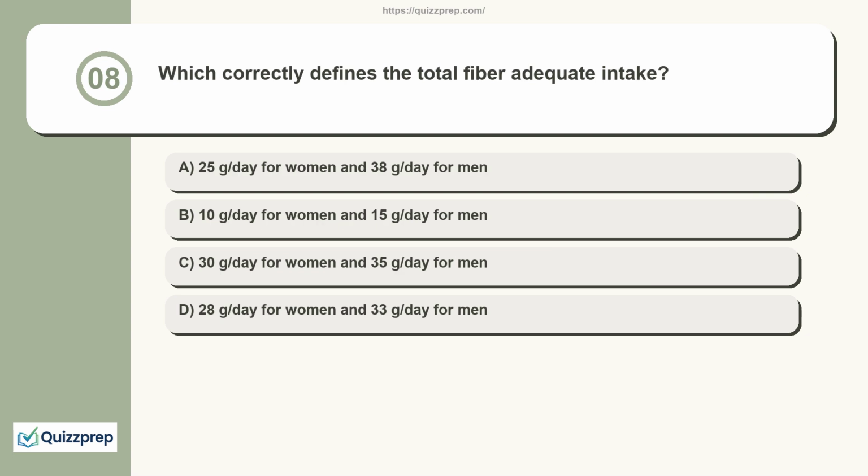Question 8. Which correctly defines the total fiber adequate intake? 25 g/day for women and 38 g/day for men. 10 g/day for women and 15 g/day for men. 30 g/day for women and 35 g/day for men. 28 g/day for women and 33 g/day for men.